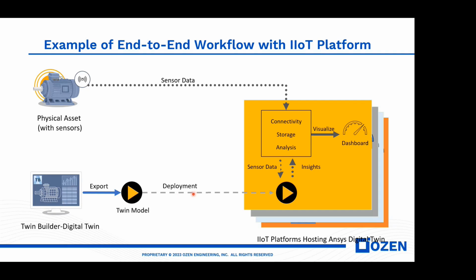Now you can see that this deployment phase is a dashed line. So once this twin model is deployed, the connection to this Twin Builder platform is severed. There is no connection anymore over here. Now this twin model will be able to access the sensor data, which is coming in live from the equipment, process that data, and then give out insights about what is happening inside this system. All the data is stored in this database and can be visualized using a dashboard.